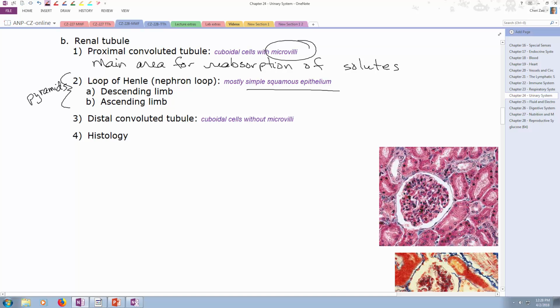Then we get back to the next part of the tubule, and that's the distal convoluted tubule, and we have cuboidal cells without microvilli. We will still get some absorption in this area, but that's not the main feature of this area, especially since we have so much microvilli in our PCT. And so we'll call the proximal convoluted tubule PCT, and we'll call the distal convoluted tubule DCT because it's so much easier.